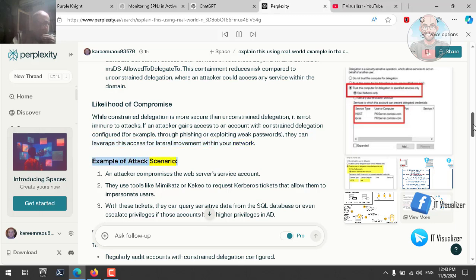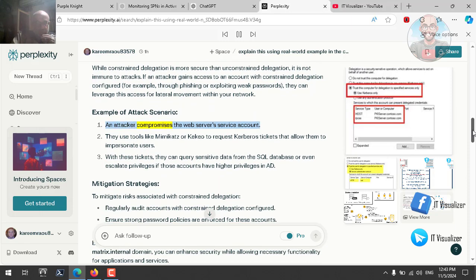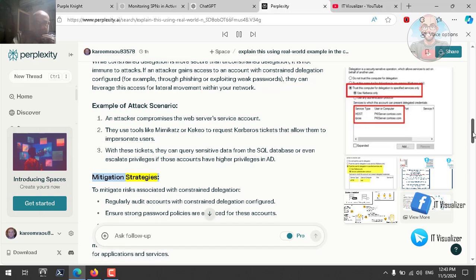Example of attack scenario. An attacker compromises the web server service account. They use tools like Mimikatz or Kekeo to request Kerberos tickets that allow them to impersonate users. With these tickets, they can query sensitive data from the SQL database or even escalate privileges if those accounts have higher privileges in AD. Mitigation strategies.